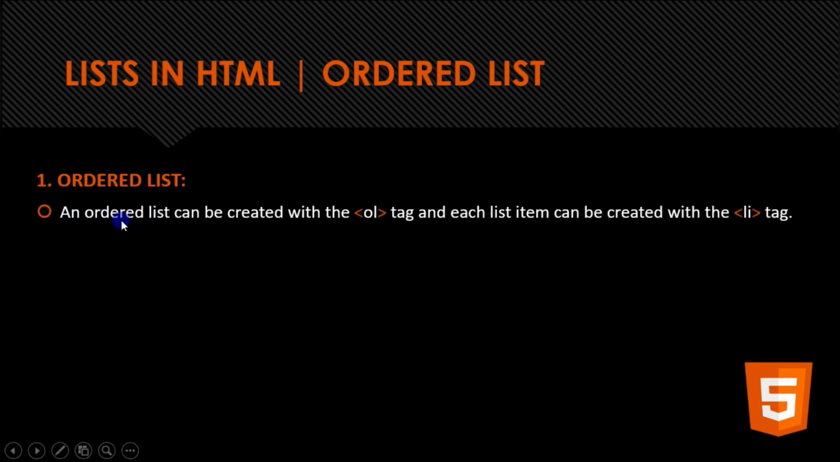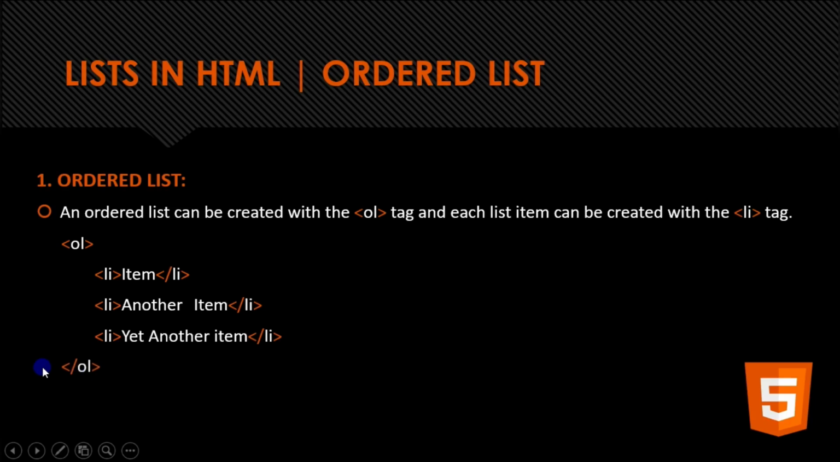Look at here, an ordered list can be created with the OL tag. You can simply write an angle bracket, after that OL, and the closing angle bracket. And each list item can be created with LI. If you want to make a list item, you can create it simply by using LI, like this. The starting tag of OL, your list item, LI and closing LI, and another list item, as many as you want. You can make them through LI, and after that the closing tag of OL, the ordered list.